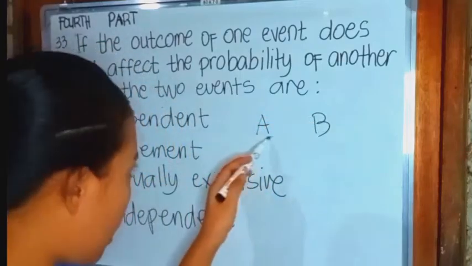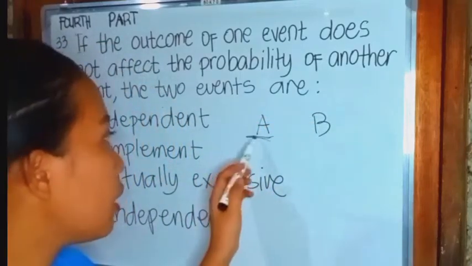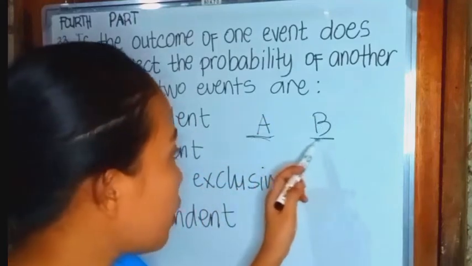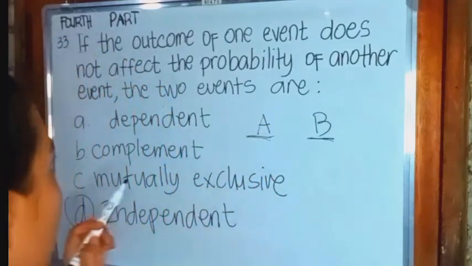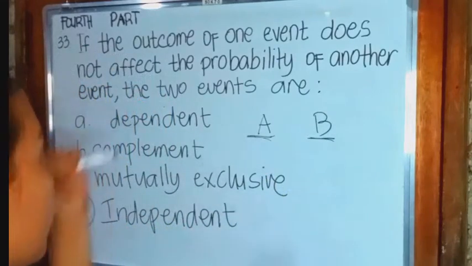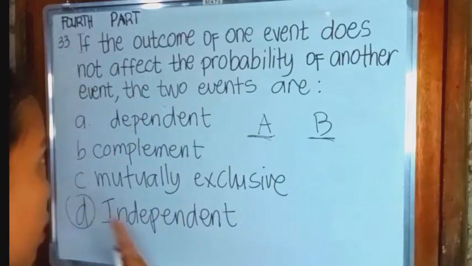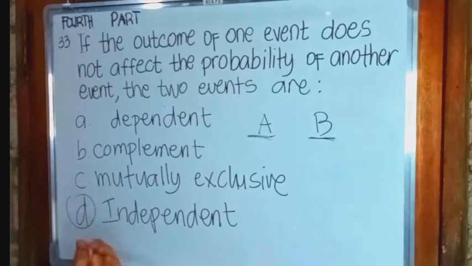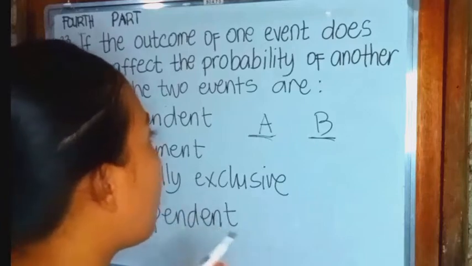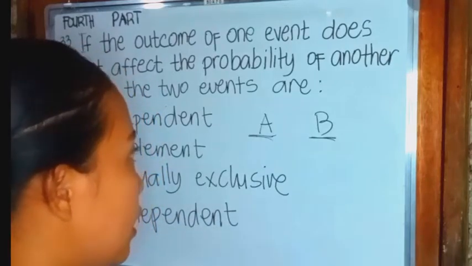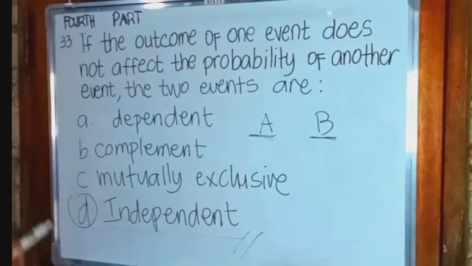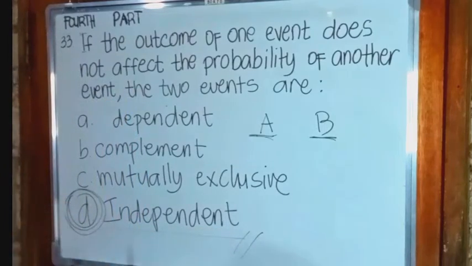If event A changes, it will not affect event B, because based on the condition, these two events do not affect each other. Therefore, if two events do not affect each other, it is an independent event. Therefore, the answer is letter D.